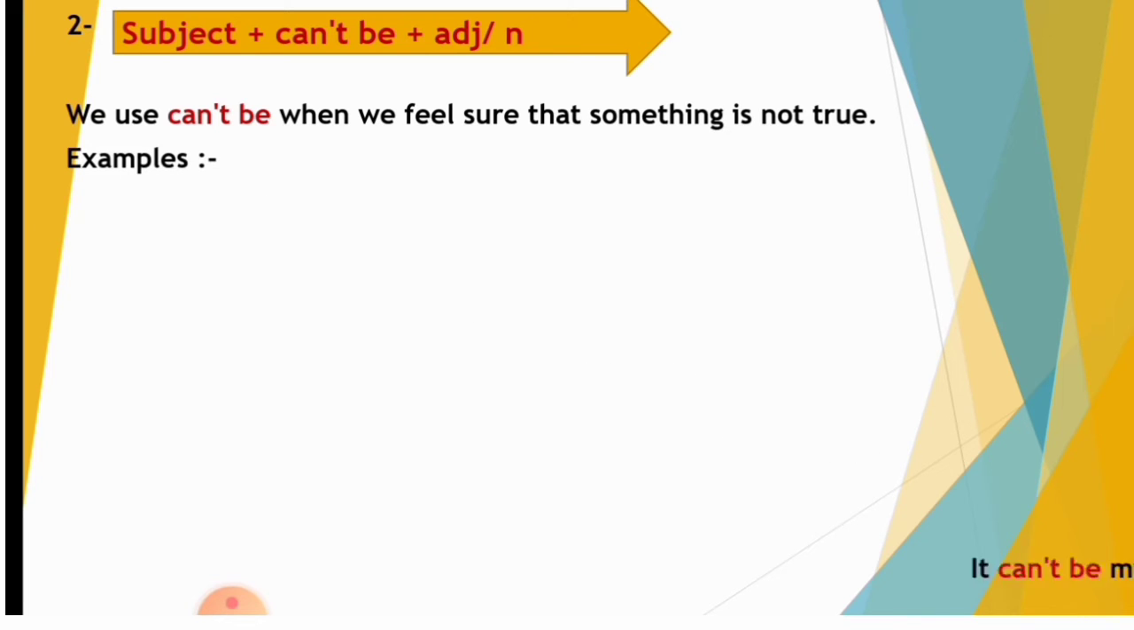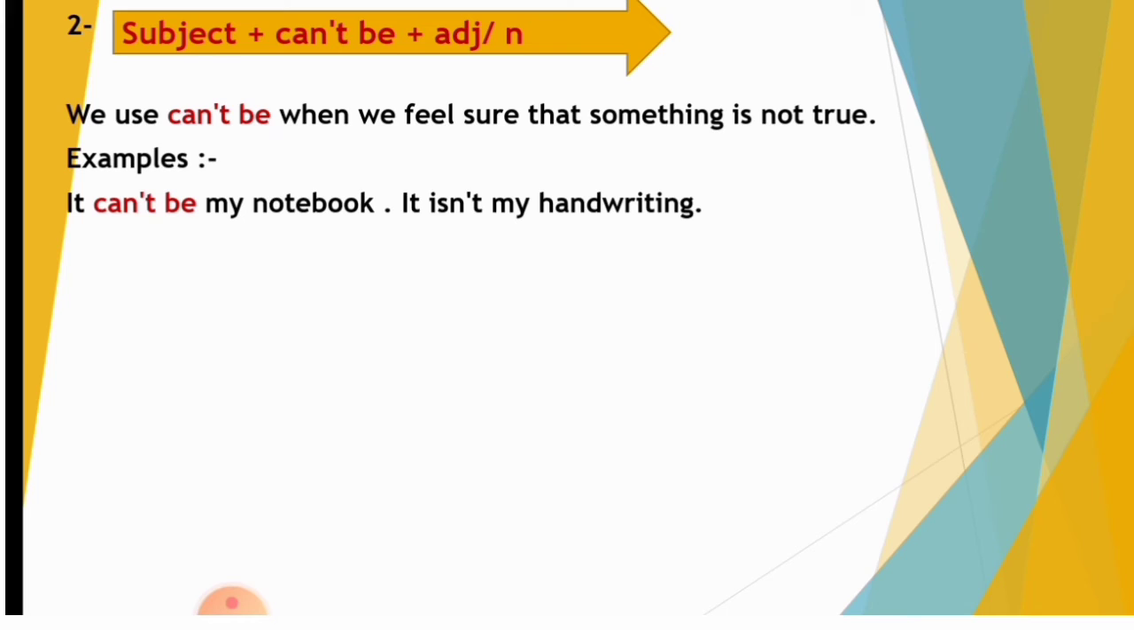For example, it can't be my notebook. It isn't my handwriting. So I am sure, because it is not my handwriting, that this is not my copybook. So I used here can't be. I'm sure not.